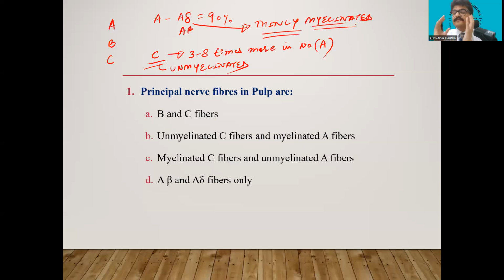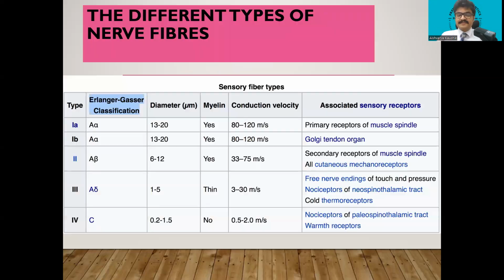Once we've made a visual picture, recorded what we already know, then match what you know with the options. The answer is simple: Answer B, unmyelinated C fibers and myelinated A fibers. Right? The answer is simple. Now let us look at some further details regarding this question.